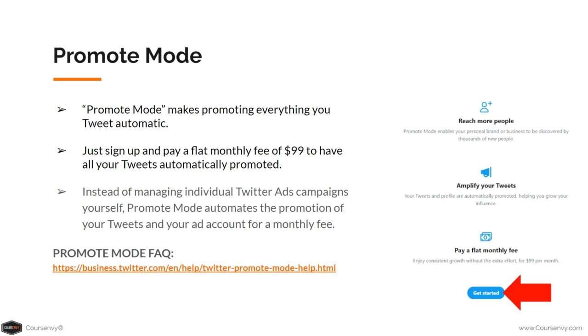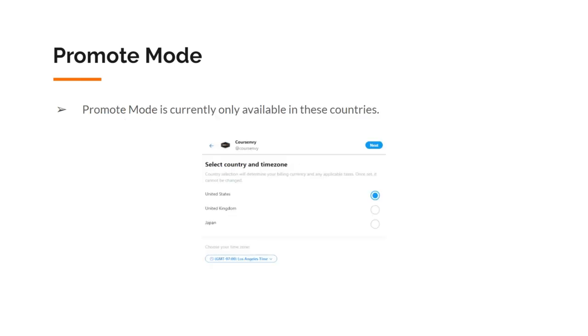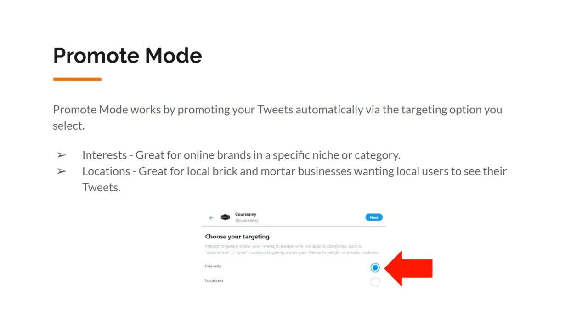So on this Promote Mode page, click that Get Started button. Promote Mode is currently only available in these countries. So select your country and time zone and then click Next. Promote Mode works by promoting your tweets automatically via the targeting option you select. So this can be via interest or locations.